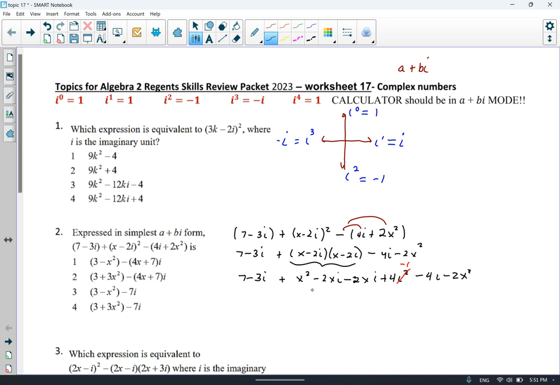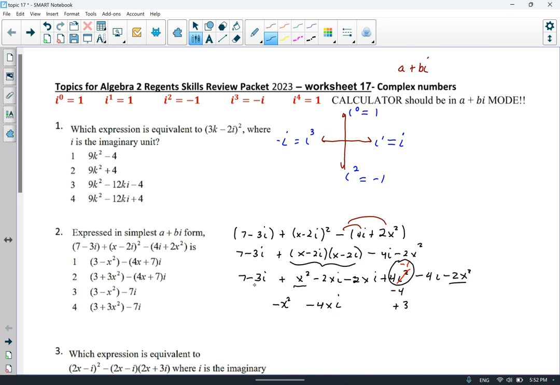So I'm going to combine like terms. So I have x squared and -2x squared. So x squared minus 2x squared is -x squared. I have -2xi and -2xi is -4xi. I have -4, because this expression simplifies to -4. 7 minus 4 is +3.